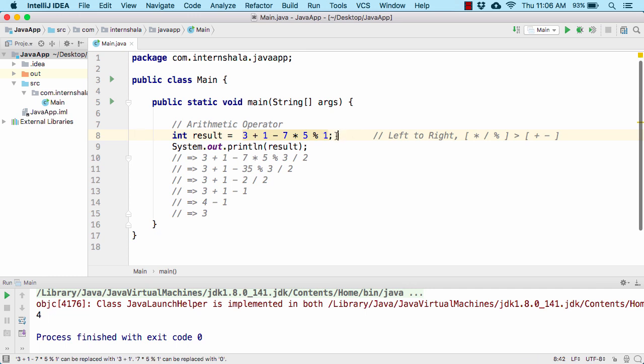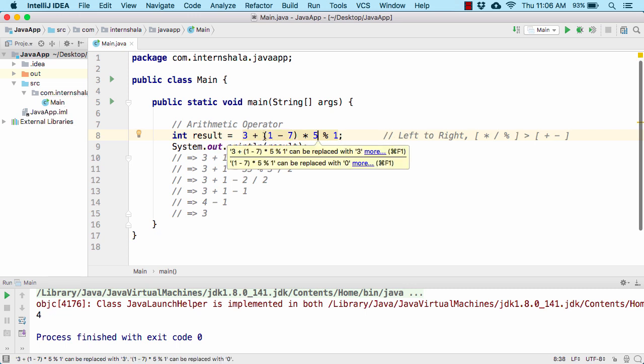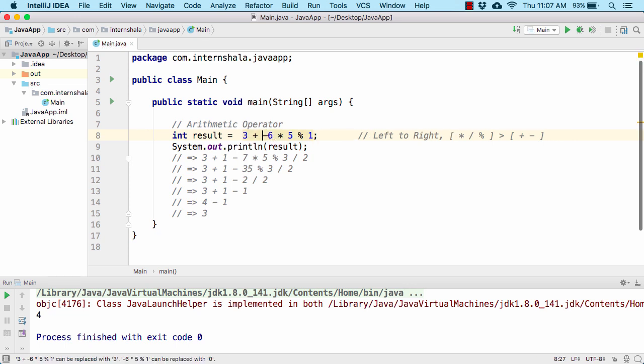Now suppose I have one more bracket here, let's say 1 minus 7 is present within the bracket. In the very next step, we first solve this, because brackets get the highest priority. So this will be replaced by, let's say, minus 6. Here let us remove plus, a simple mathematical operation, and then we can solve it further, right? Like this.